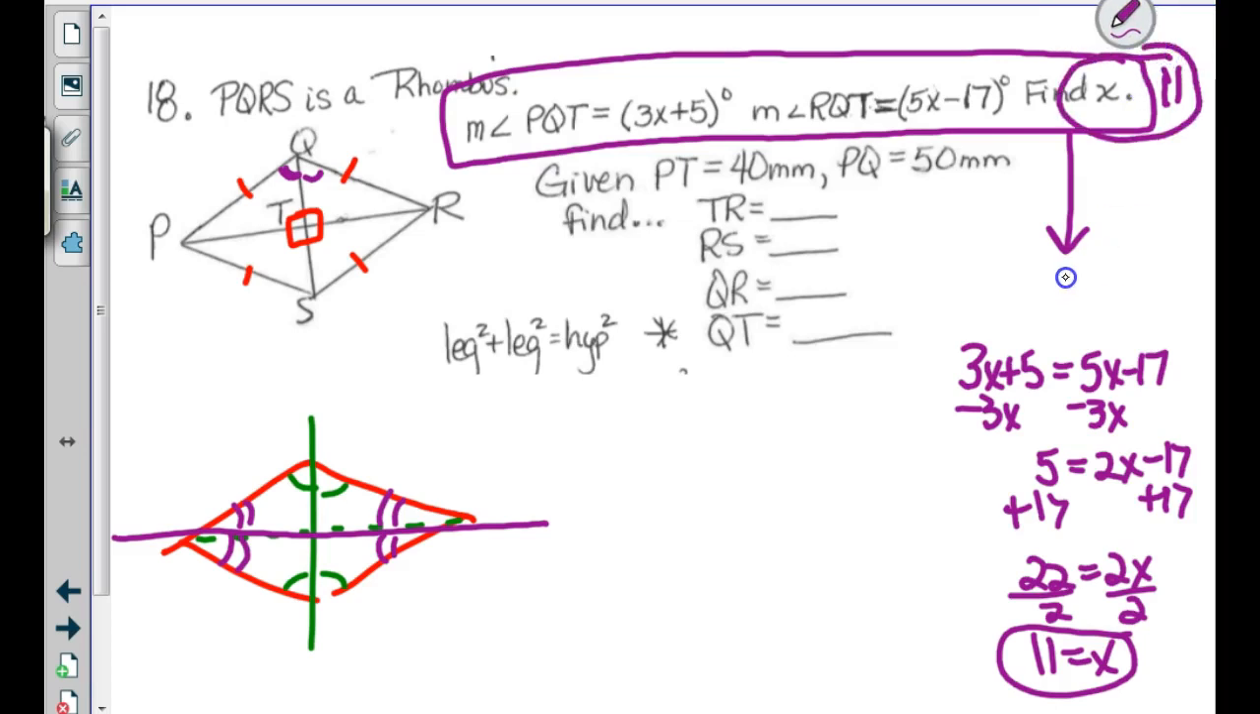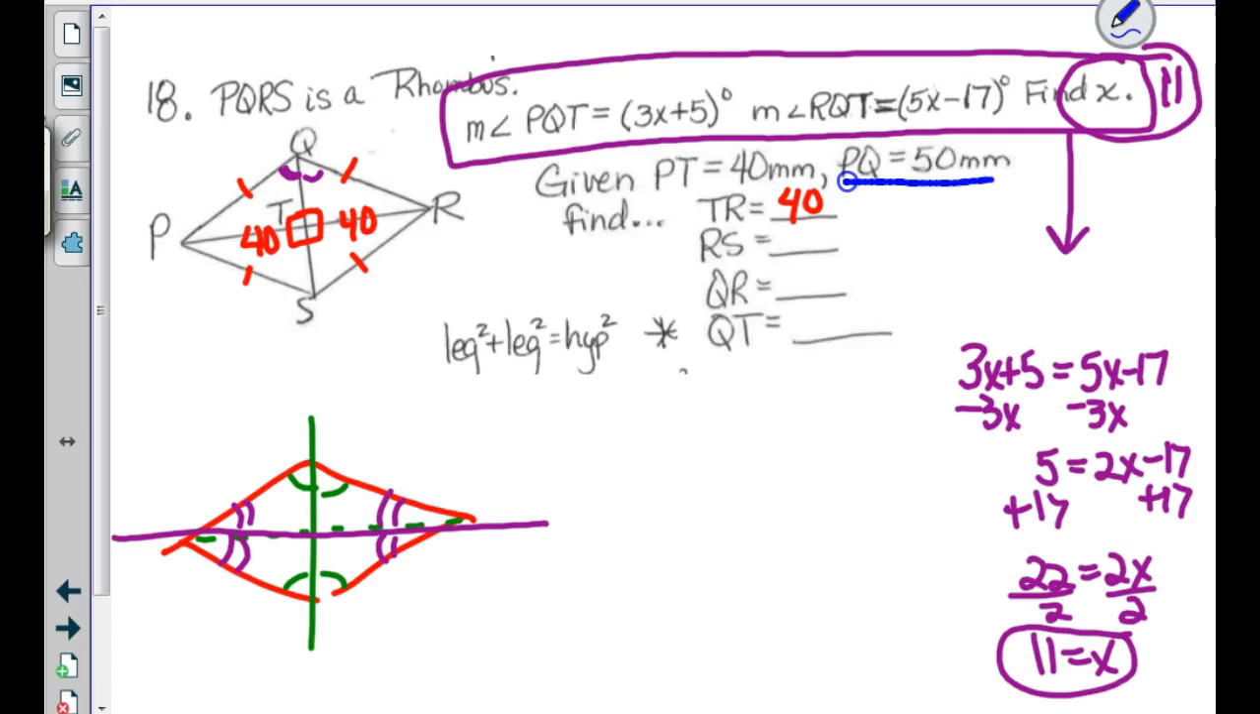Got 11. Then there's all this business about segments, and I'm pretty sure we're going to have to use the Pythagorean theorem at some point. PT is 40, it says right here. So there's another 40 over here. Do they ask us for TR? Yes, they do. And do they ask us for PR? Nope, the whole thing would be 80 if we needed to know it.